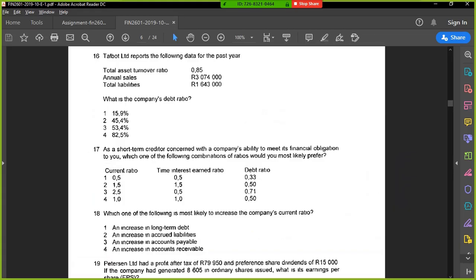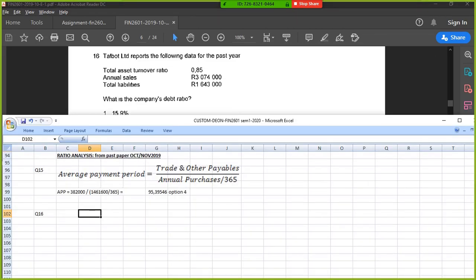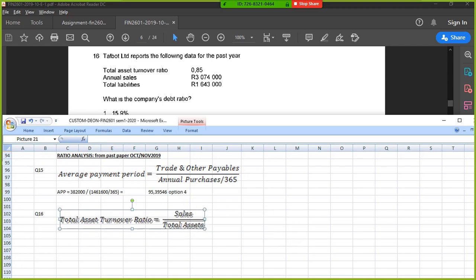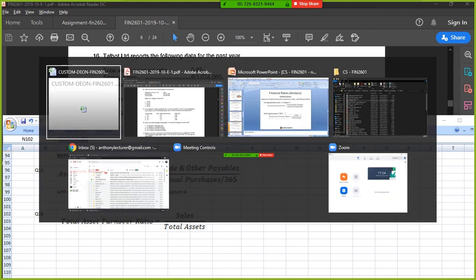And you won't even need to study these formulas because you'll have your notes with you because it's open book. There is an advantage to this. You can do what I'm doing now. Copy paste. Annual sales, not a formula. Total liabilities, not a formula. Okay, let's work it out. They want to know the company's debt ratio. That's a formula.